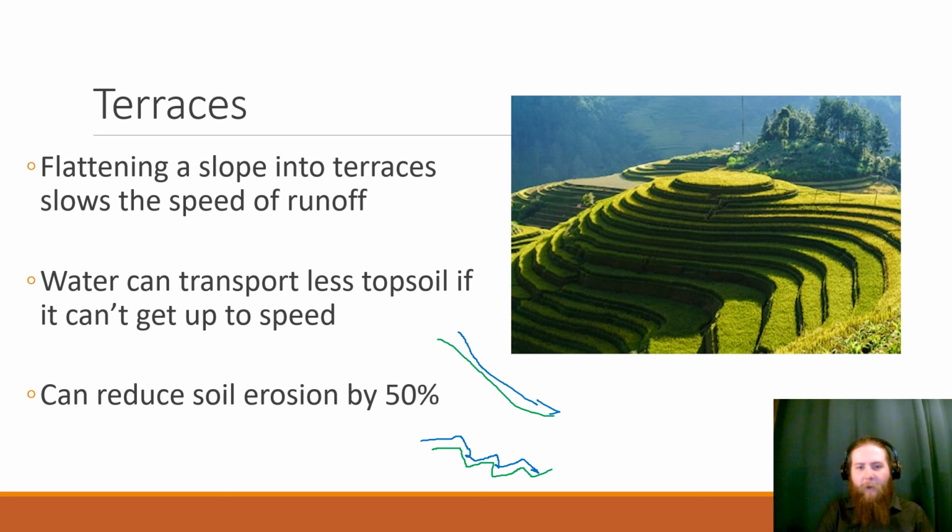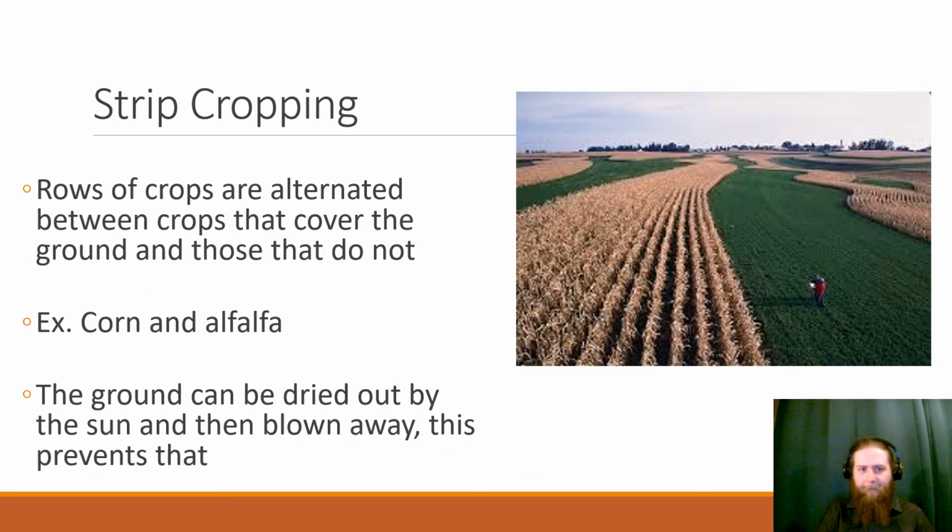It also prevents this water from getting up to a higher speed. The higher the speed, the higher the runoff, the more soil it can carry away with it. So this terrace farming can reduce soil erosion by up to 50%, which is very significant. We like to keep our soil, so we'll take 50%. This is an old method as well.